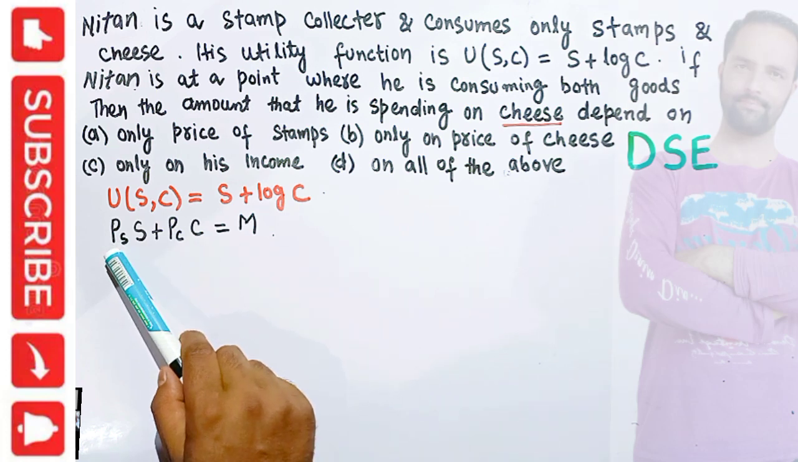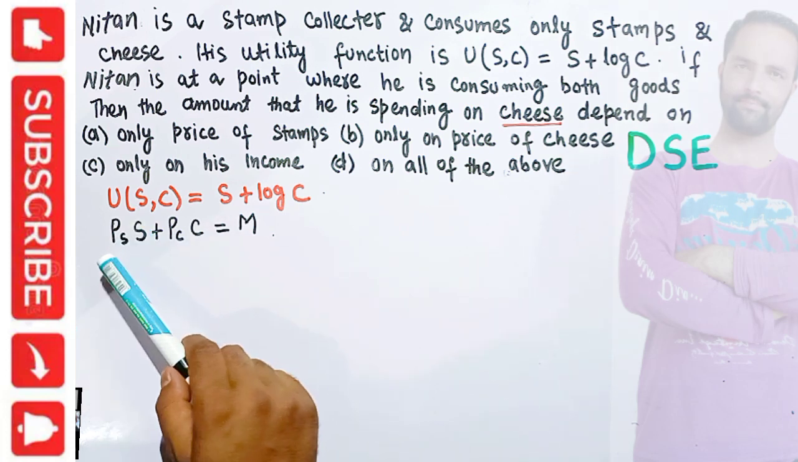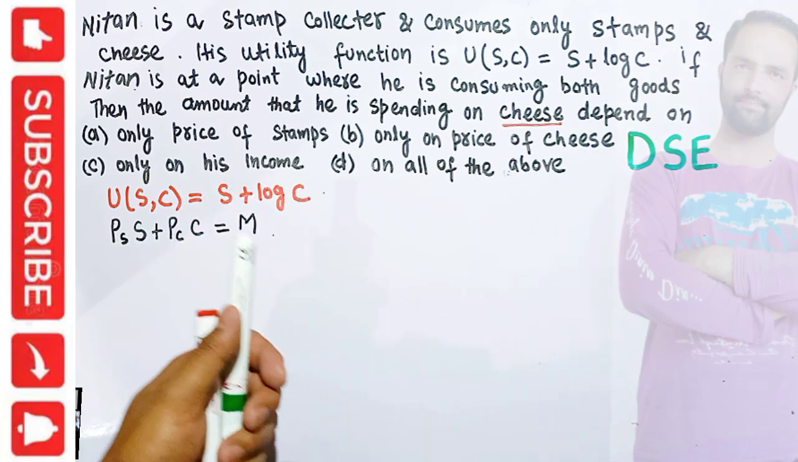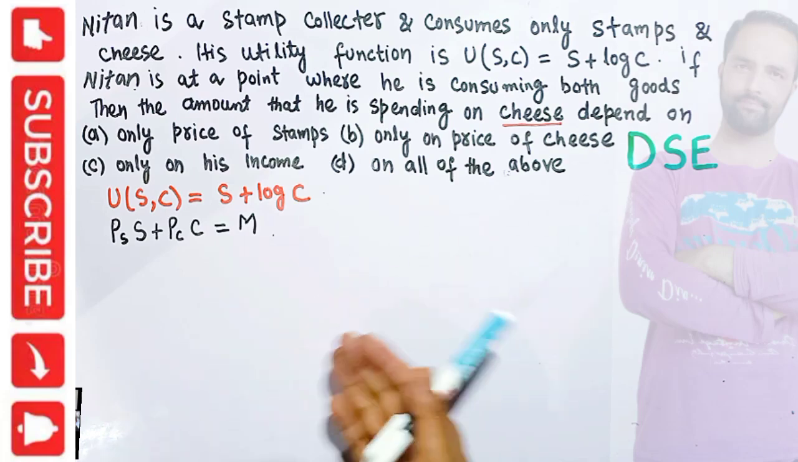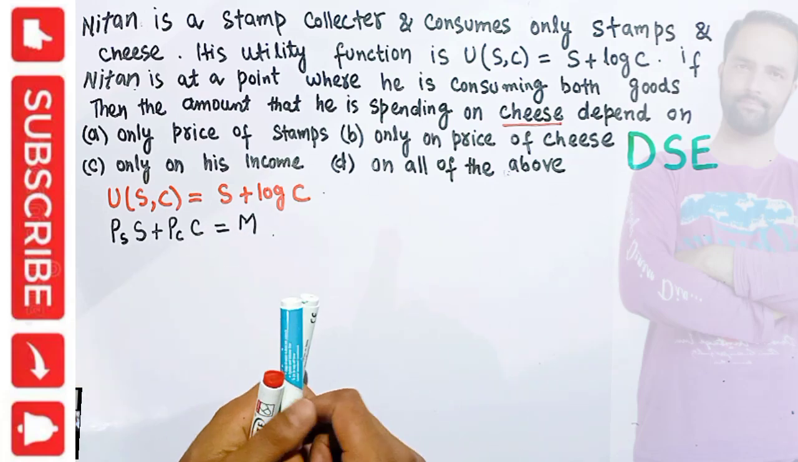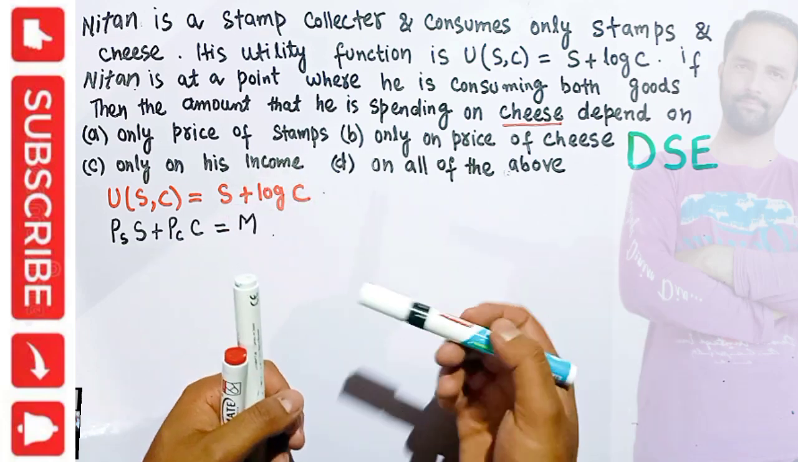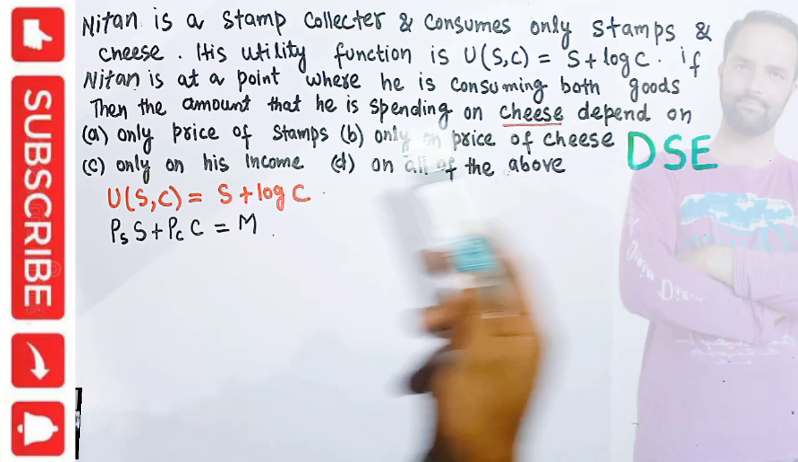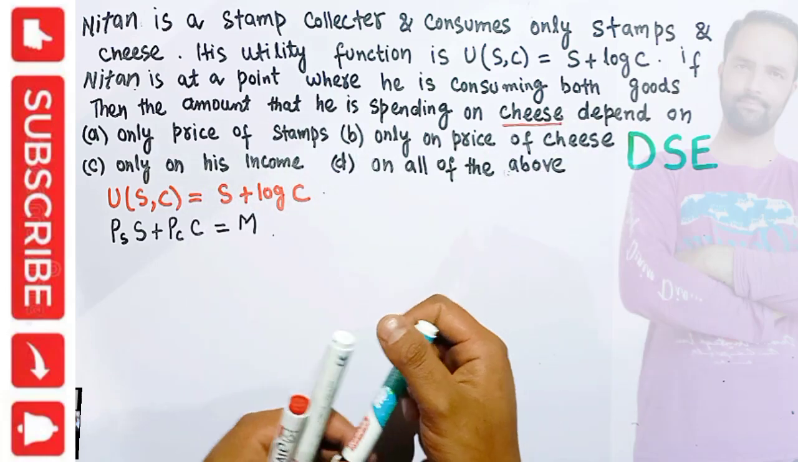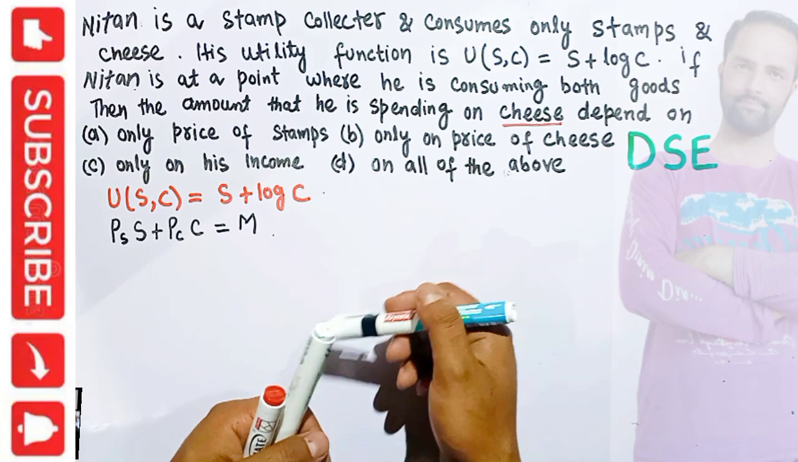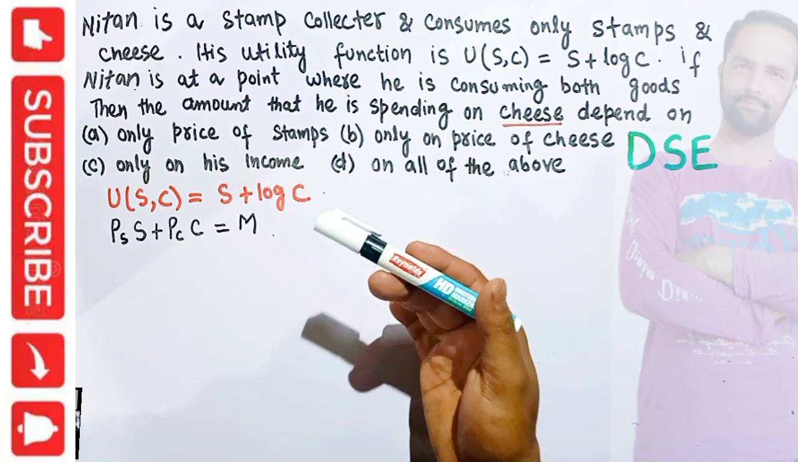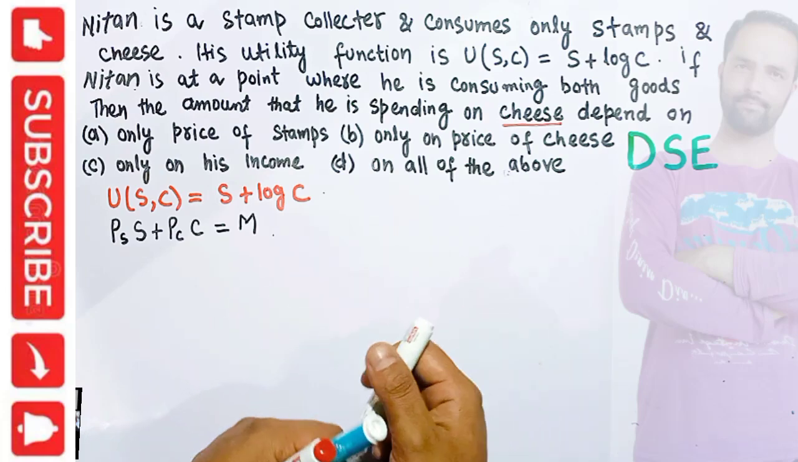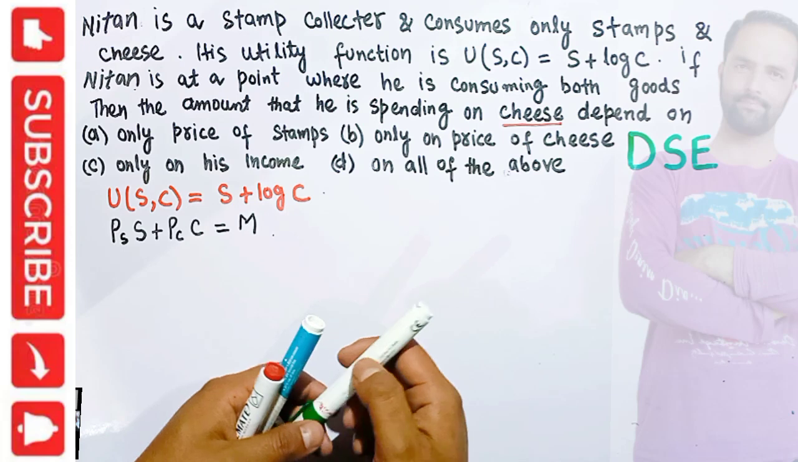That means price of stamps times units of stamps plus price of cheese times units of cheese should be equal to total income. Okay, so our consumer is spending on both the goods. Now to see whether his spending on cheese depends on which of these given options, we need to calculate the demand function for cheese and stamps. Okay, how can we calculate this? Now using the first order condition.